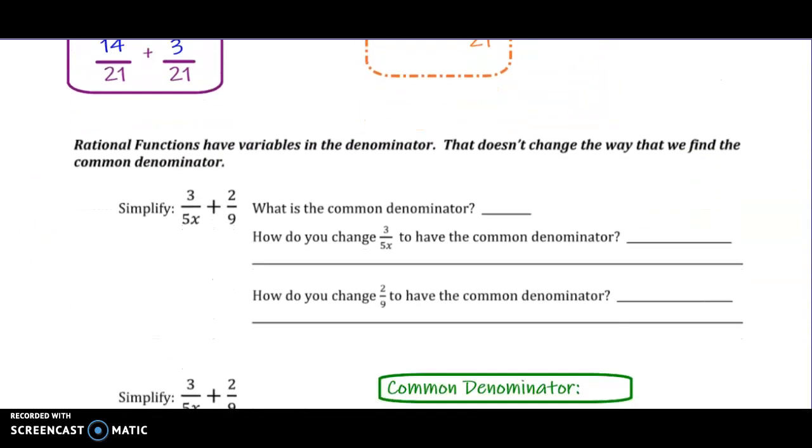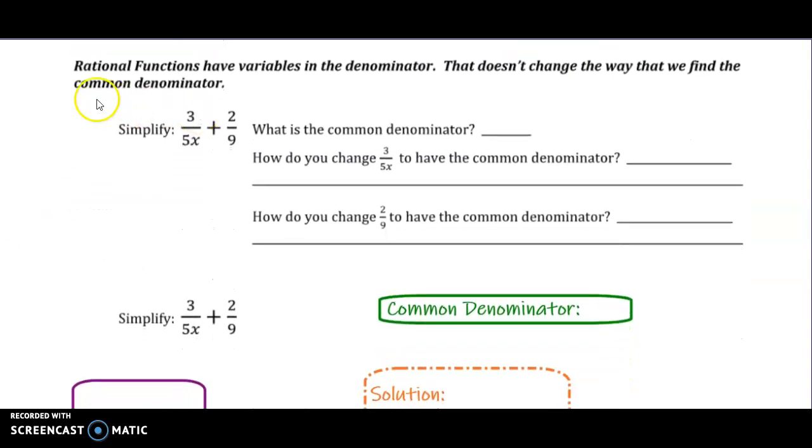So now let's look at some rational functions. Remember that rational functions have variables in the denominator, but that doesn't really change the way we find common denominators. So the first thing you think is, what is the common denominator of 5x and 9? 5x times 9 would be 45x, so that's your common denominator.